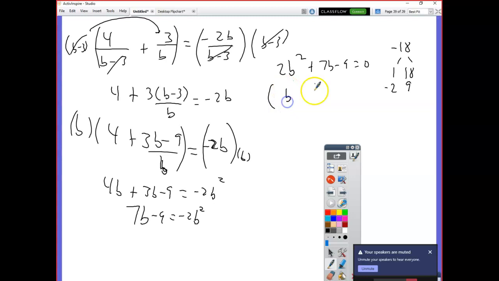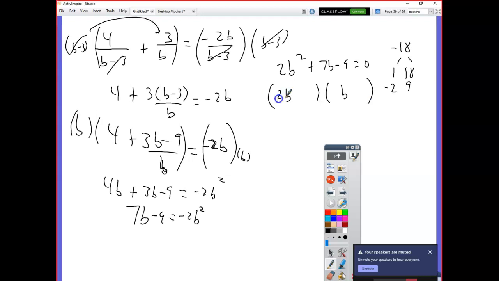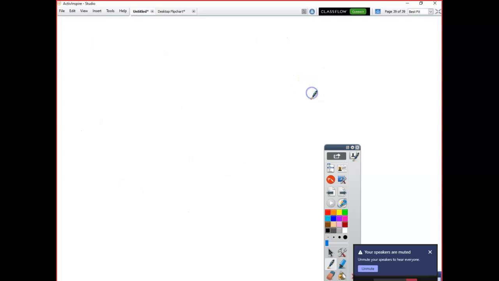I need a b. I got a b. Oh my goodness, it's getting terrible. What times what gives me 2b squared? One of these needs to be a 2, right? So I put 2 here. 2 times what gives me negative 2? That's a negative 1. 1 times what gives me 9? Just plain old 9.